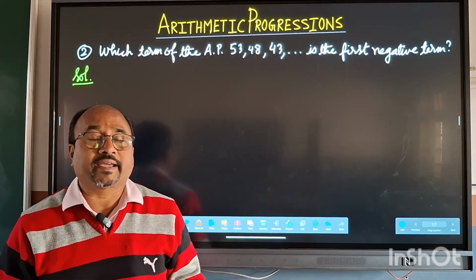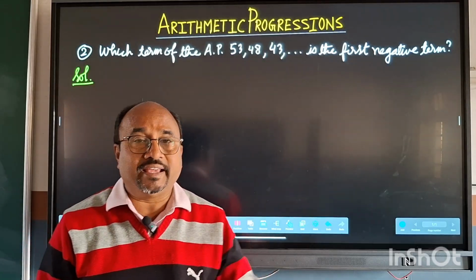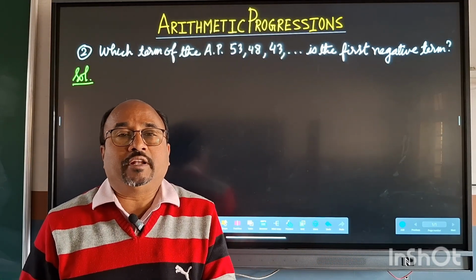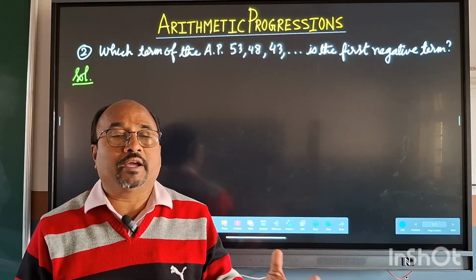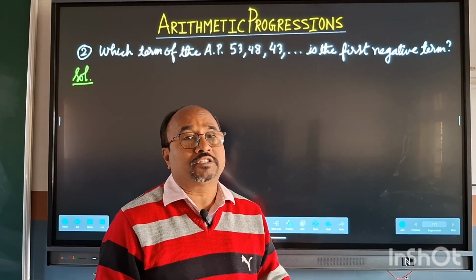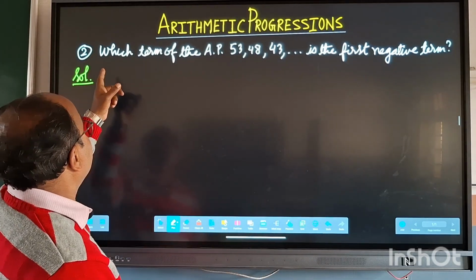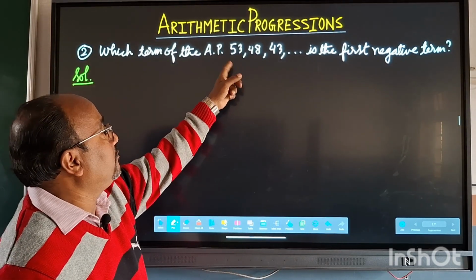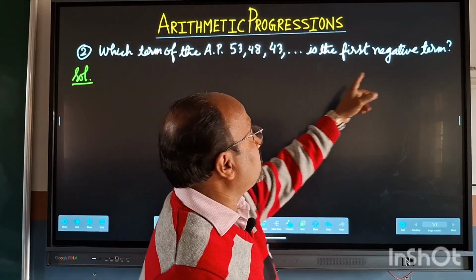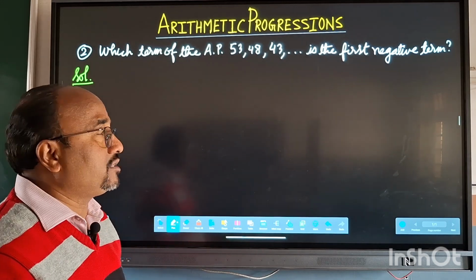Now coming to the second sum. This sum is about when you are given a decreasing AP. A time will come when the terms, from positive, become negative. So the question is about finding the first term which will become negative. Okay, which term is that? The question says: which term of the AP 53, 48, 43, and so on is the first negative term?